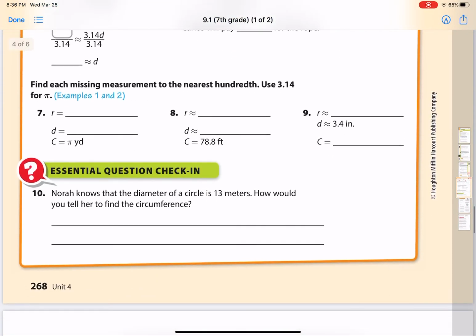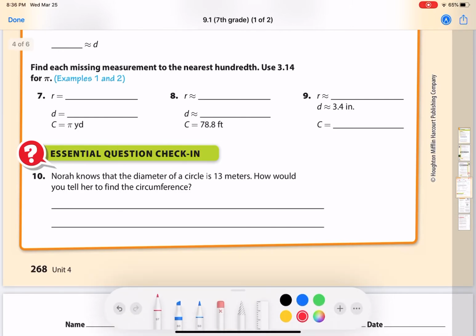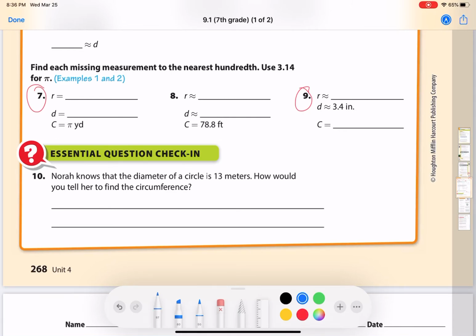Okay, the last two I'm going to work with you on are number 7 and number 9. So we're going to look at number 7 and number 9. All right, number 7, we know that our formula is C equals pi times diameter. And in this case, all we're given is pi.